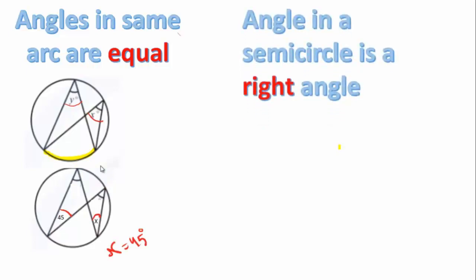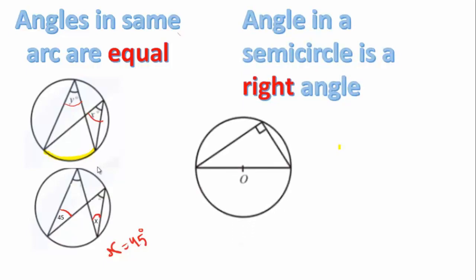Angle in a semicircle is a right angle. Let's see. In this diagram here, I have O is the center of the circle. This is a semicircle. So once you see that, immediately, you have to say that this angle here is a right angle, even if it's not mentioned for you.